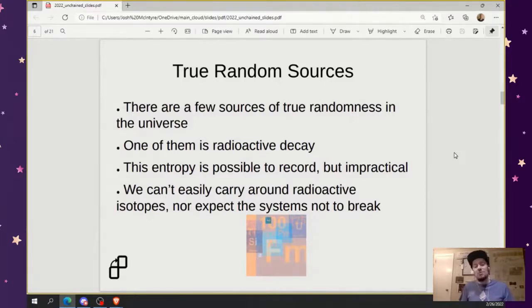But the problem for computer science folks is that this is generally pretty impractical, right? We can't all carry around radioactive isotopes in our phones or in our computing devices. And not only that, but these systems can also break. And if a true random source like that breaks, it breaks our random number generator. We can have predictable keys and those sorts of things. So even though this is a possible source of random numbers for computing, it's not a practical one.